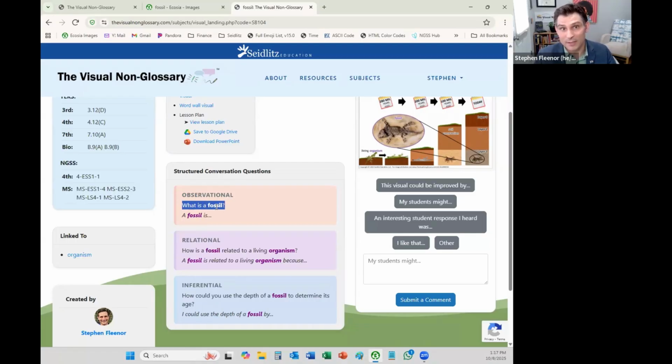Whatever the word is that is central to the lesson is. In this case, it's the word fossil. So what you'll see is that there are sentence stems that support each of these questions, and the sentence stem always uses that word in it.